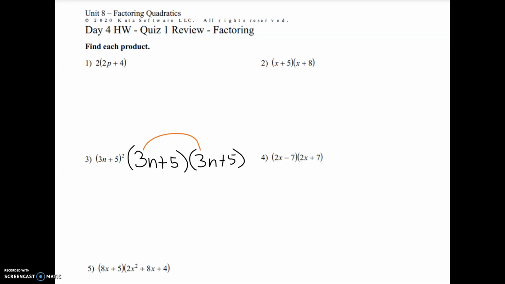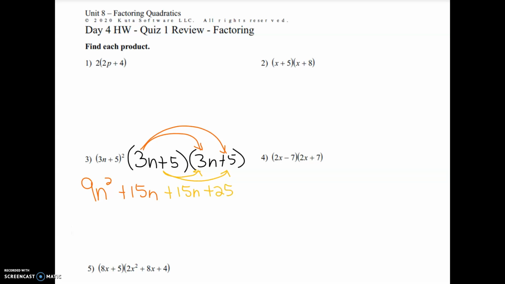So first I'm going to distribute 3n times the first term in the second parentheses. That is 3n times 3n, 9n squared. Then I'm going to distribute to the second term. So 3n times 5 is 15n. I also have to remember to do that with the second term in the first parentheses. So 5 times 3n is 15n. And 5 times 5 is a positive 25.